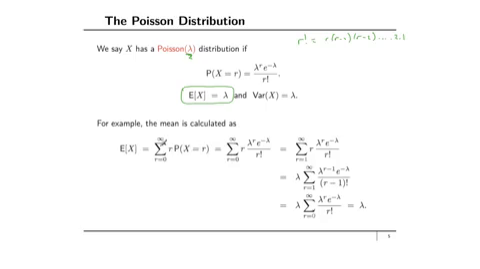We can calculate that as follows. So we have the summation of r, and the probability that X equals r we know from up here. Okay, and we can substitute that down in here. And now we just evaluate the sum.